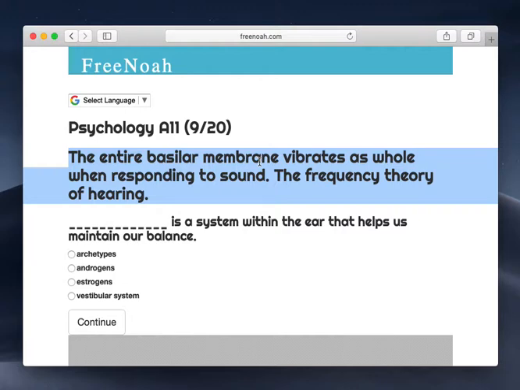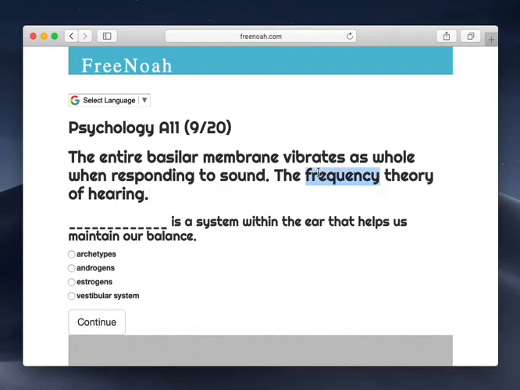So if the basilar membrane receives a high pitch or high frequency sound, the basilar membrane will shoot neural impulses or neural messages to the brain at a greater pace compared to receiving a lower frequency or a lower pitch sound. Okay, so that's ideally what the frequency theory is. Depending on the frequency will determine the amount of neural impulses the basilar membrane will send to the auditory nerve that will send to the brain.